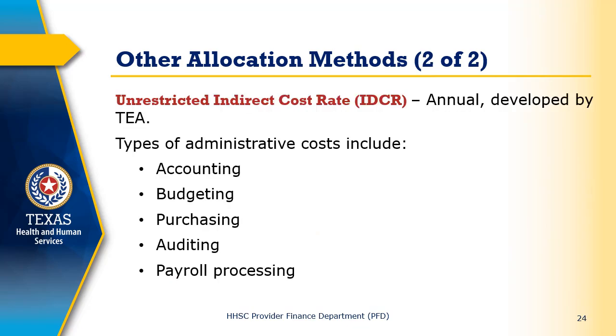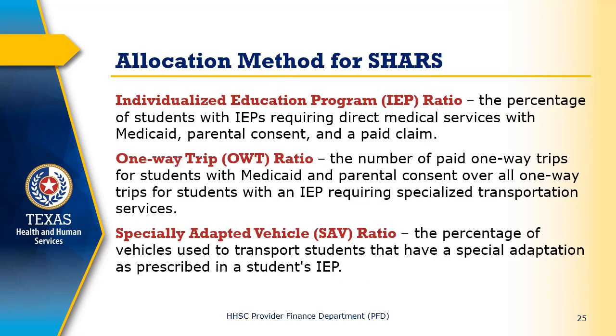The next allocation method we will discuss is the unrestricted indirect cost rate, or IDCR, which needs to be requested annually from TEA. IDCR helps a district recover some of its indirect costs by providing a district with an indirect cost rate to recover organization-wide administrative costs to manage federal grants. Allowable administrative costs include accounting, budgeting, purchasing, auditing, and payroll processing.